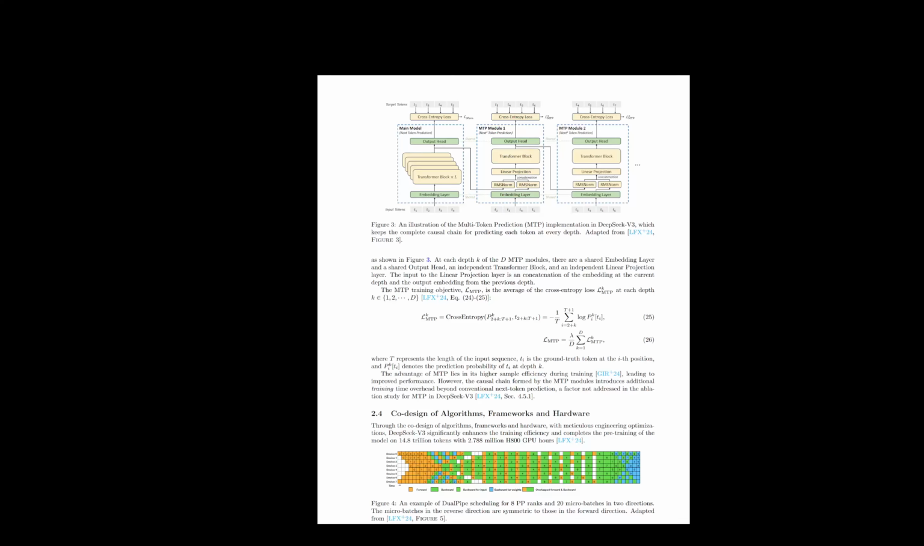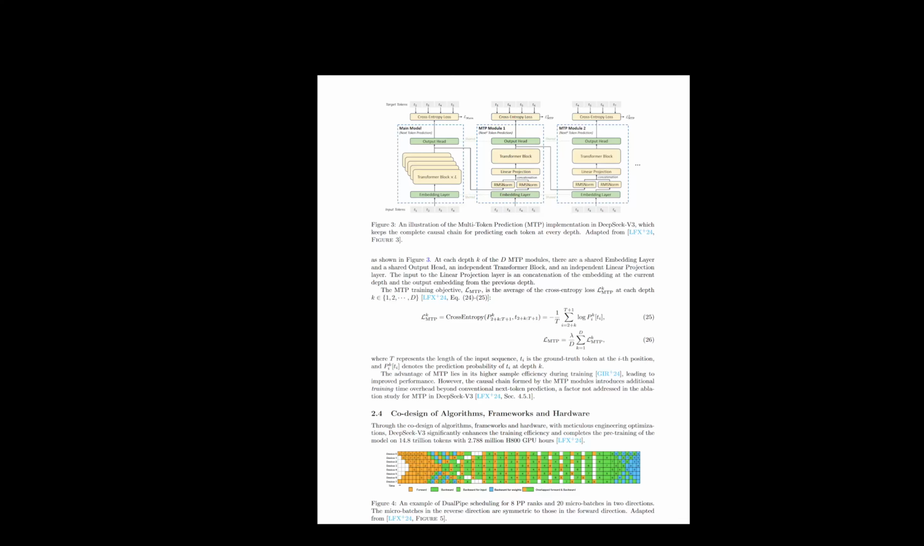At each depth k of the D MTP modules, there are a shared embedding layer and a shared output head, an independent transformer block, and an independent linear projection layer. The input to the linear projection layer is a concatenation of the embedding at the current depth and the output embedding from the previous depth. The MTP training objective, L_MTP, is the average of the cross-entropy loss L_k^MTP at each depth k = 1, 2, ..., D.